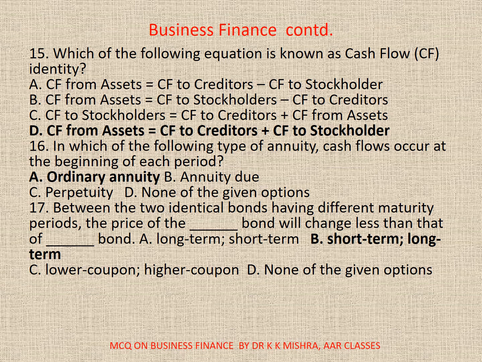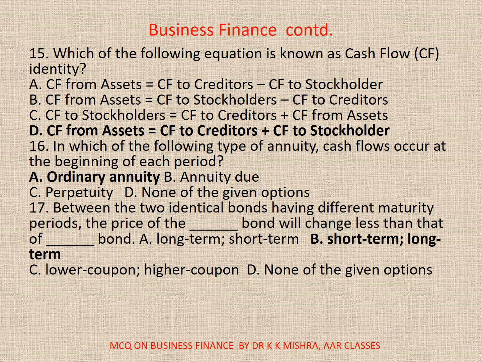Now question number 16. In which of the following type of annuity cash flows occur at beginning of each period? Options are, say, A. Ordinary annuity, B. Annuity due, C. Perpetuity, D. None of the above. Here correct option is A. Ordinary annuity. Actually, annuity due is paid at the end of year. That is why it's called annuity due.